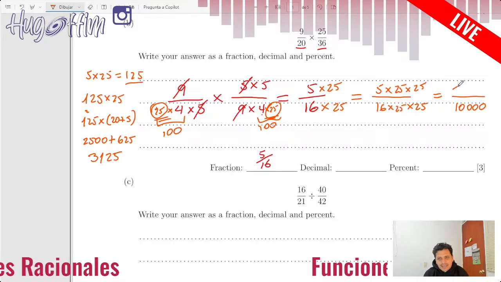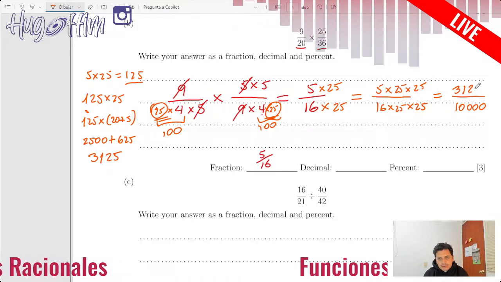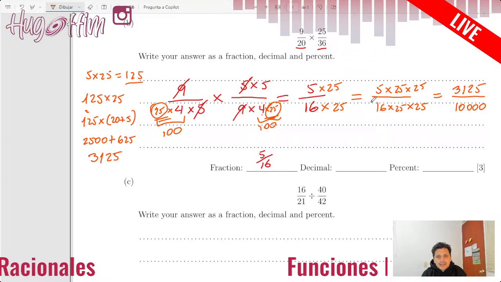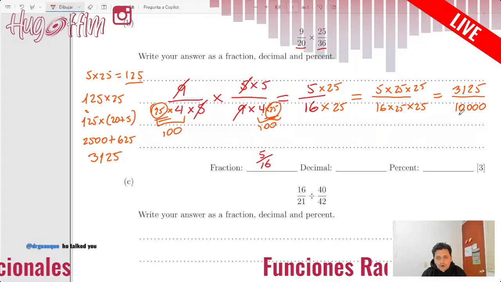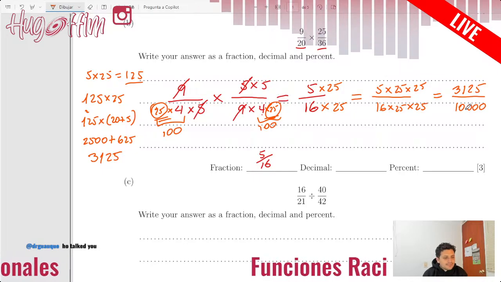Maybe I made a mistake. I don't know if I did it wrong or not. I'm just going to multiply. The multiplication of these three numbers is going to give you 3,125 over 10,000.